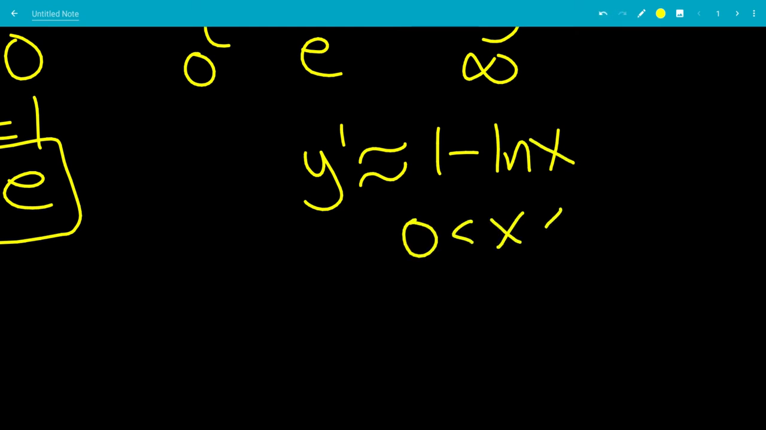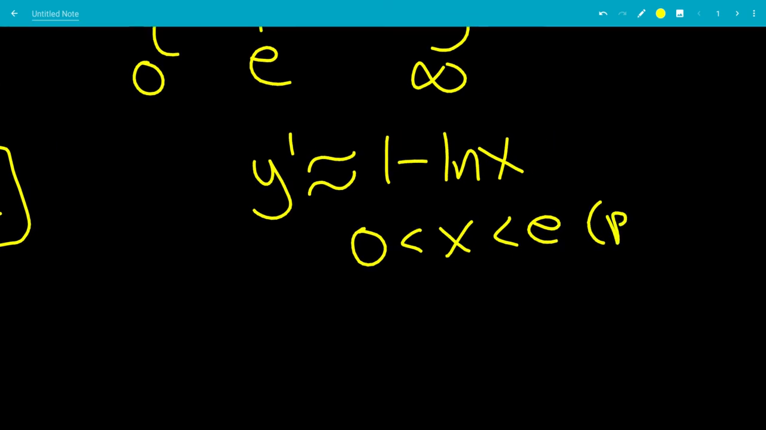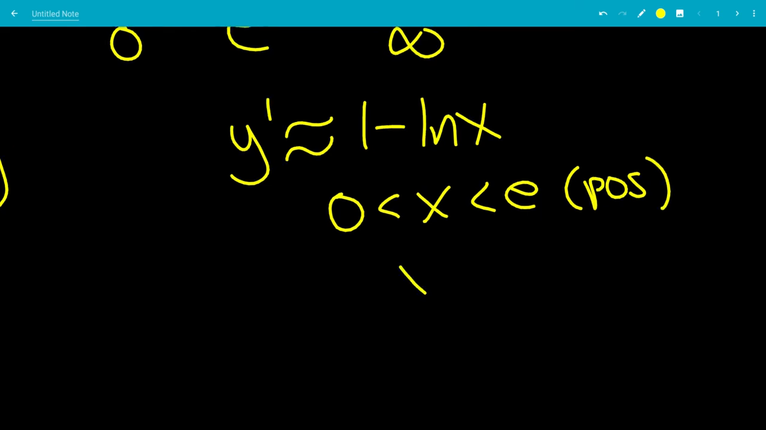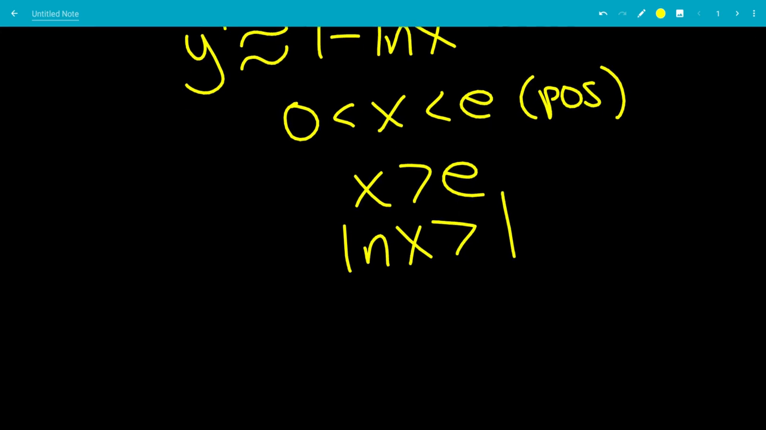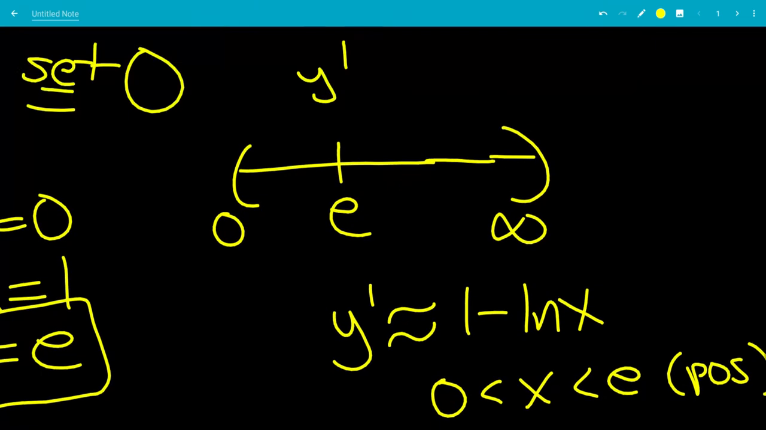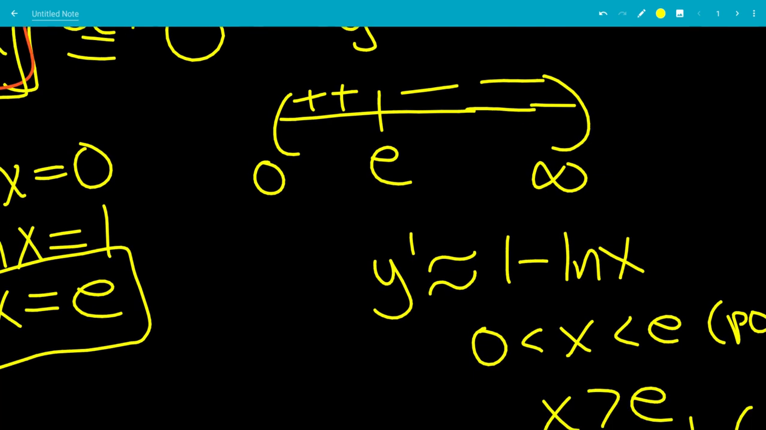So for x being between 0 and e, this will be positive. And okay, so x is bigger than e. This means that ln x is bigger than ln of e, which is 1. So 1 minus something that's bigger than 1 means that it's negative, for x being bigger than e. So it'll be negative here, and it'll be positive here. What does this mean? The slope is positive here. So I just drew a positive slope, and then it gets to e, and then it goes to 0, because at e is the critical value. And then it goes to negative slope.